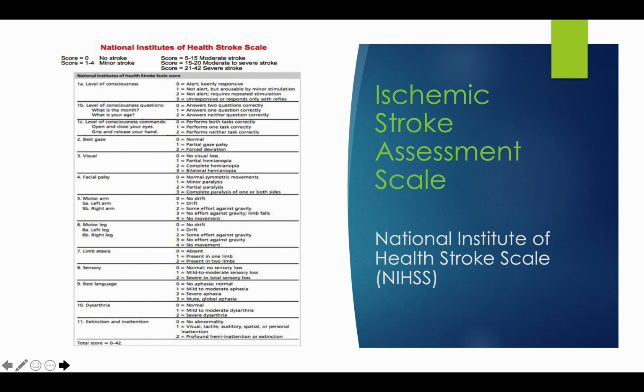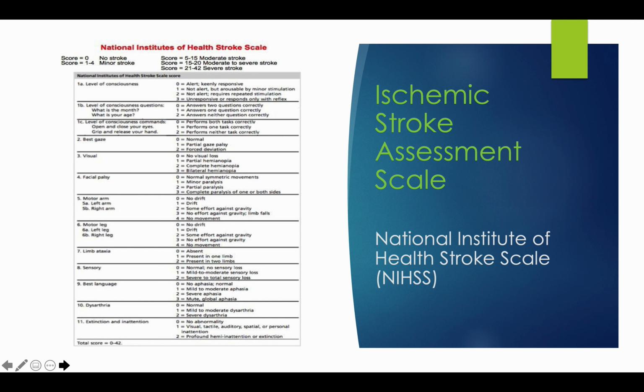Now I'm going to explain the ischemic stroke assessment scale, which is the NIH, or the National Institute of Health Stroke Scale. The NIH stroke scale is mainly for ischemic CVAs. It is a 42-point scale that quantifies the neurological deficits and is a prognostic tool for identifying potential outcomes and assessing daily function. The NIH stroke scale was developed to help physicians objectively rate the severity of ischemic stroke.